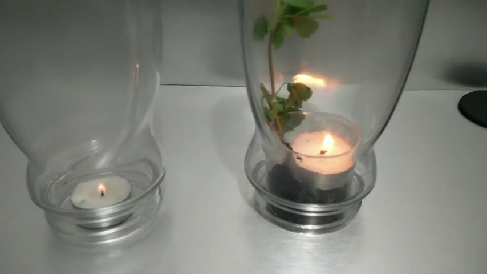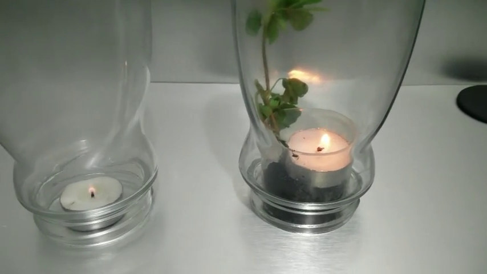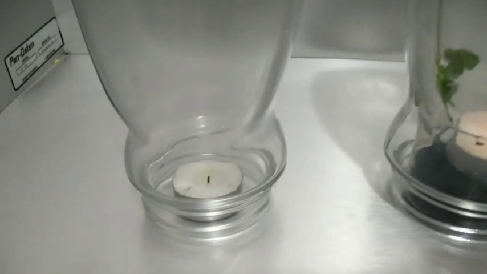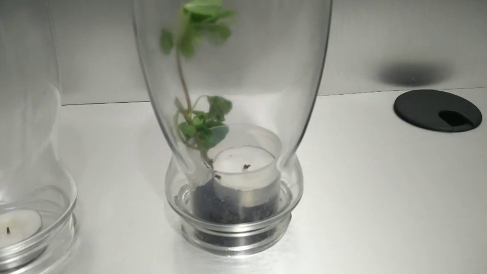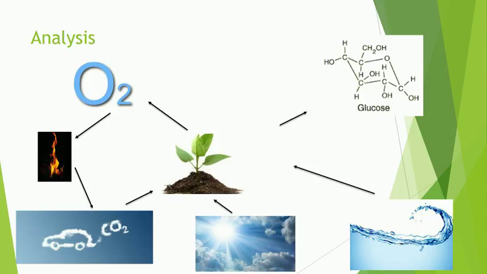As you can see, the first candle has diminished, while the other one has just finished. The other one has water vapor surrounding it, proving cellular respiration. We found that plants are able to produce oxygen using carbon dioxide, energy, and water. This creates oxygen along with glucose.